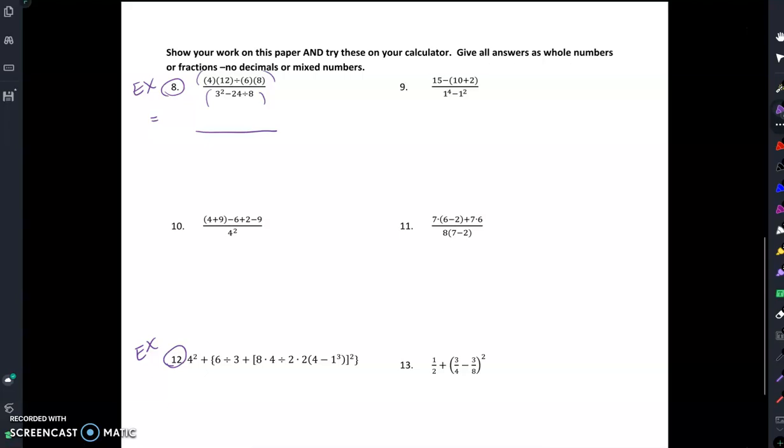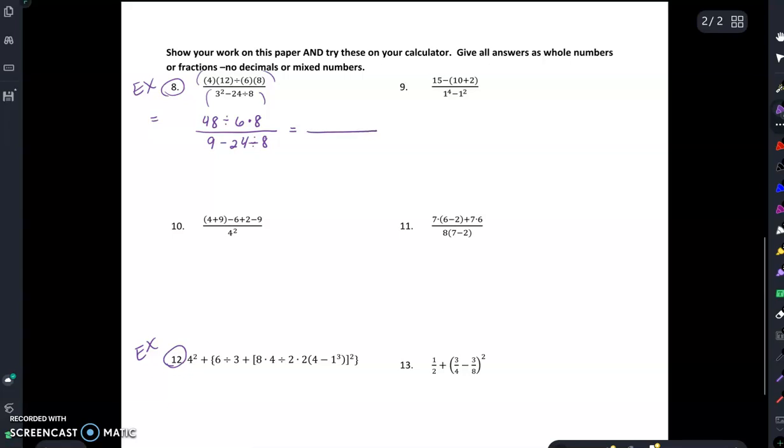So we would do 4 times 12 would be our 48. And then divided by the 6 times the 8. Remember, just holding one number, it just means multiply. I'm going to do some on the bottom now too. So 3 squared would take precedence. So that would be 9 minus 24 divided by 8. And then sometimes for these, I kind of like to just go across a little bit here.